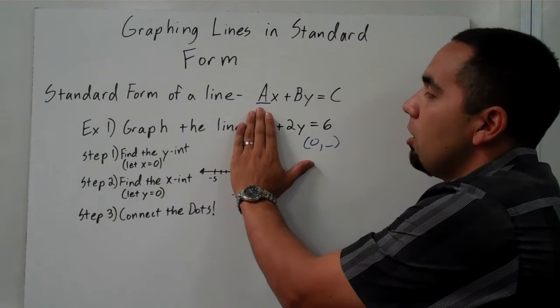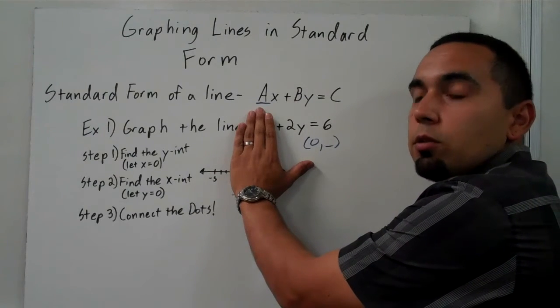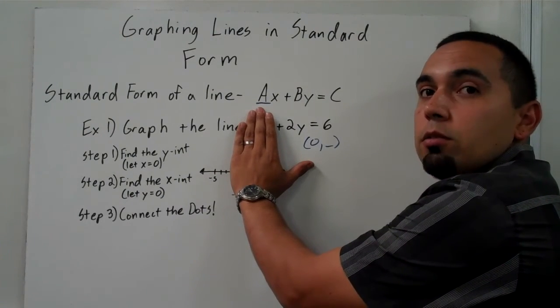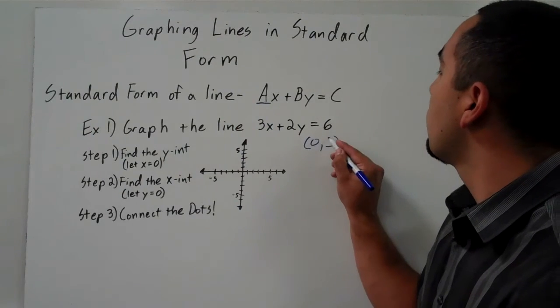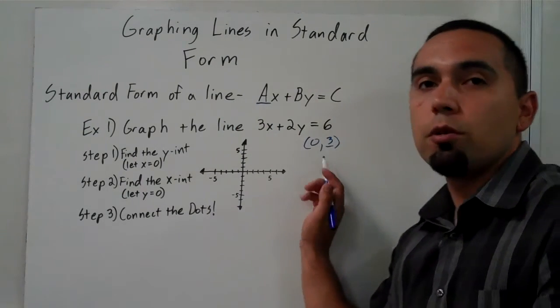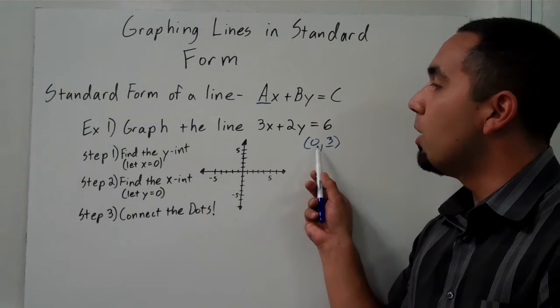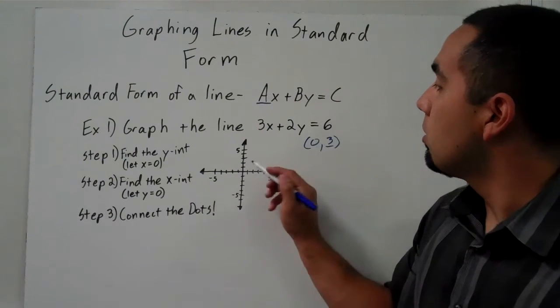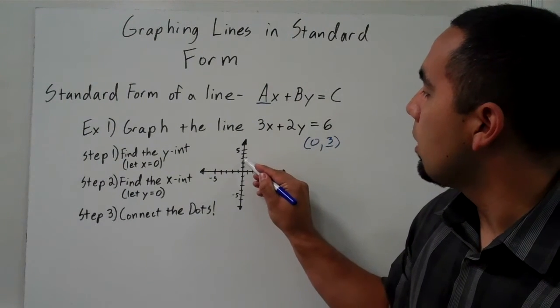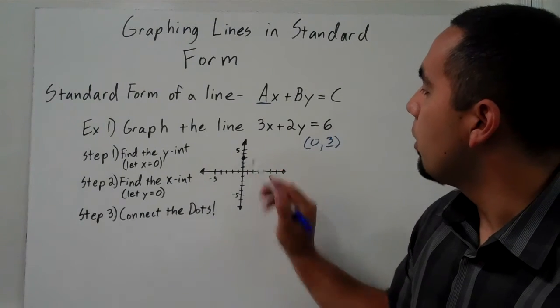That's easy enough to solve. All I have to do is divide by 2, right? What's 6 divided by 2? Well, 6 divided by 2 is 3. So I found my first coordinate, and my first coordinate is my y-intercept. So my y-intercept is (0, 3). I can go ahead and plot that point.